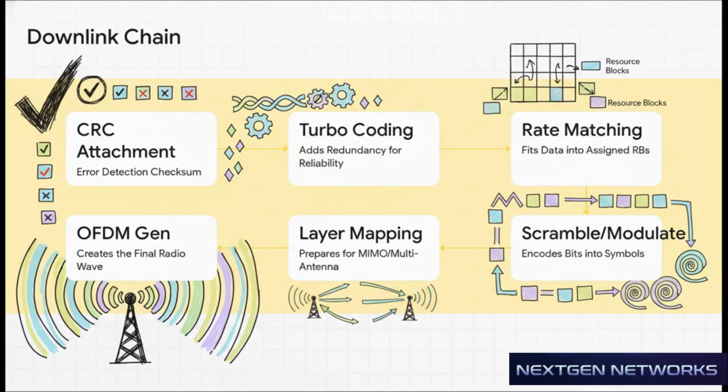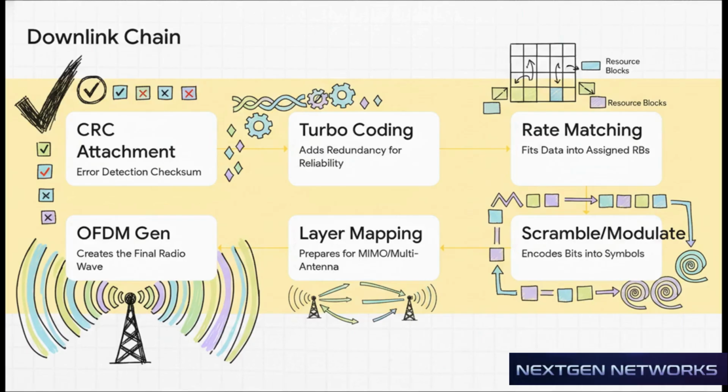So let's follow the data through the downlink assembly line. First, it gets a little error-checking tag, kind of like a quality control stamp. Then, turbo coding adds some extra bits to make it more robust, so it can survive the noisy trip. Rate matching stretches or squishes the data so it fits perfectly into the resource blocks you were given.